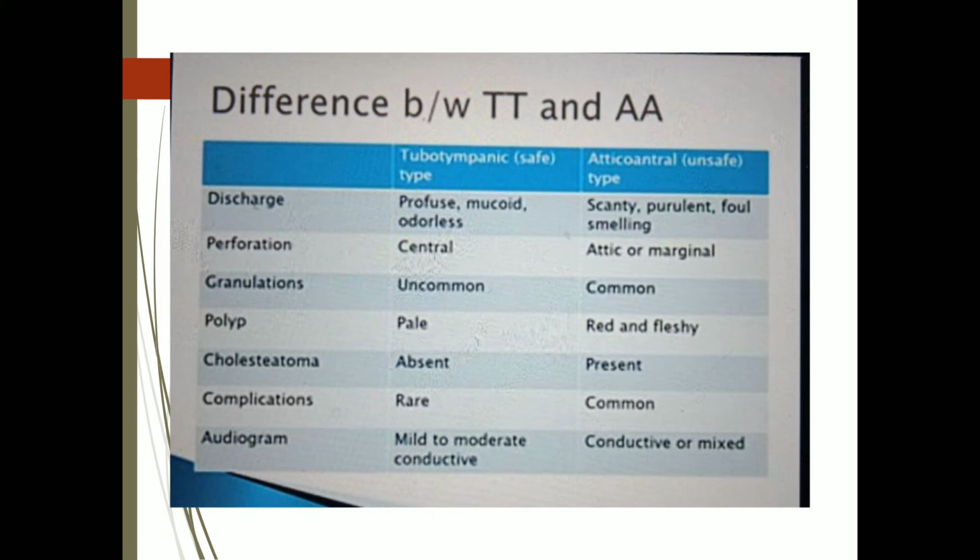Polyps are pale in tubotympanic, red and fleshy in atticoantral type. Cholesteatoma is absent in tubotympanic. Cholesteatoma is present in atticoantral type. Complications are rare in tubotympanic, common in atticoantral type. Audiogram: mild to moderate conductive loss in tubotympanic, conductive or mixed in atticoantral type.